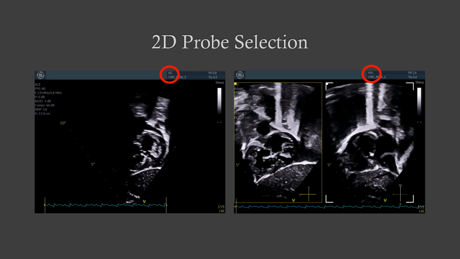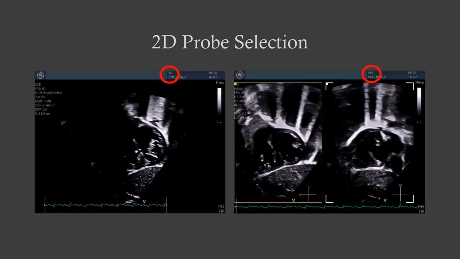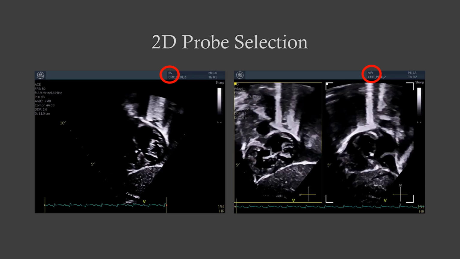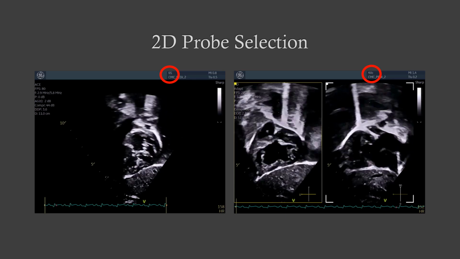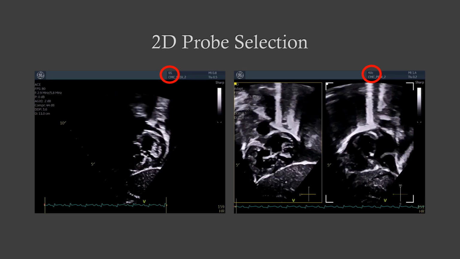First off, let's look into the appropriate probe selection. On the left-hand side, we have 6S, which is the right choice, gives us the best resolution as compared to a 4V probe that's too strong for this patient. We are looking at the AV canal, and on the left-hand side, we are getting a little bit more details of the common AV valve.